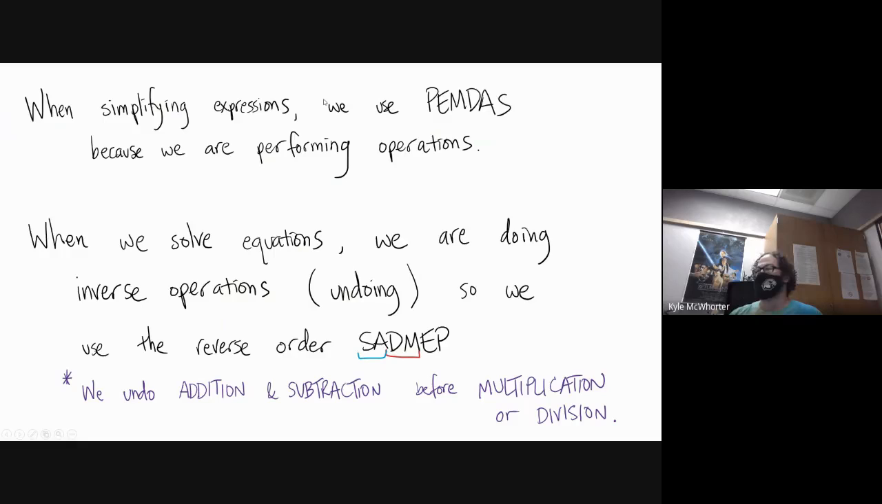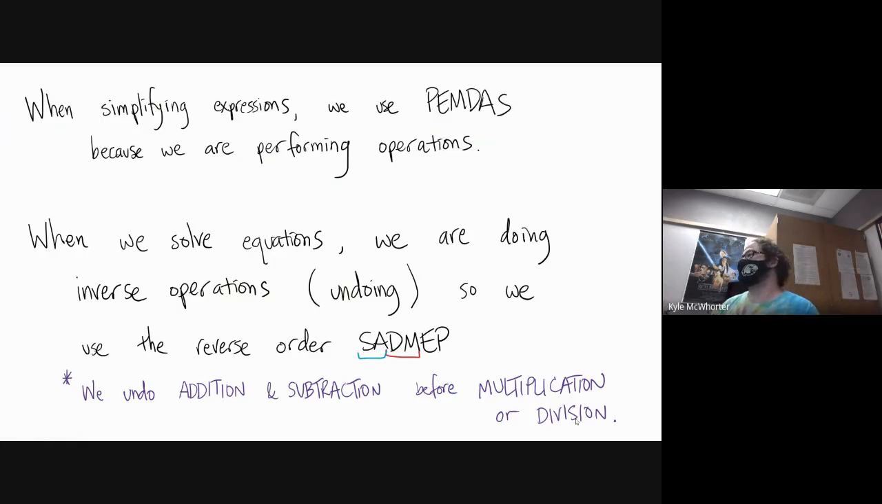When we're simplifying expressions, that means we're doing the operations. We use PEMDAS because we are performing them. When we solve equations, we're doing inverse operations. We're undoing the operations, so we undo them in the reverse order, like SADMEP. But how that will present itself to you most often is what I have down here in purple. When we're solving equations, we undo addition and subtraction before we undo multiplication or division. And this is like 99% of the time.